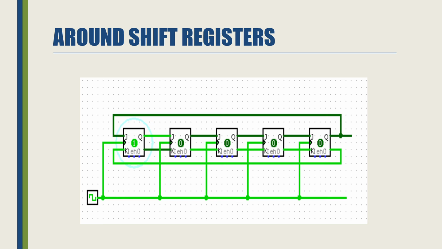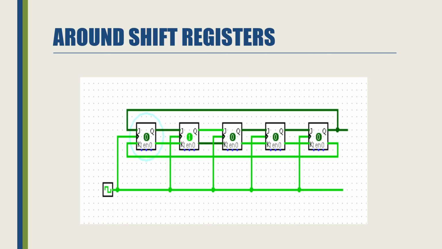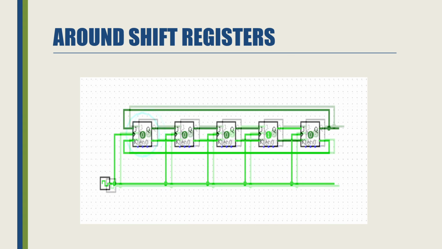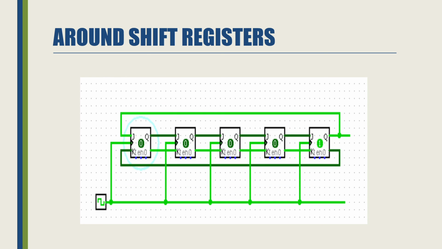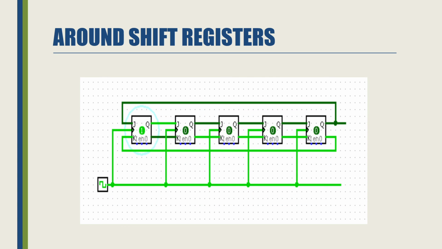Initially, the first flip-flop had the number 1 here. As the flip-flops move on to the next state, you can see that till the last flip-flop, the 1 has now been shifted back to the input of the first flip-flop. So this is how ring shift registers actually work.